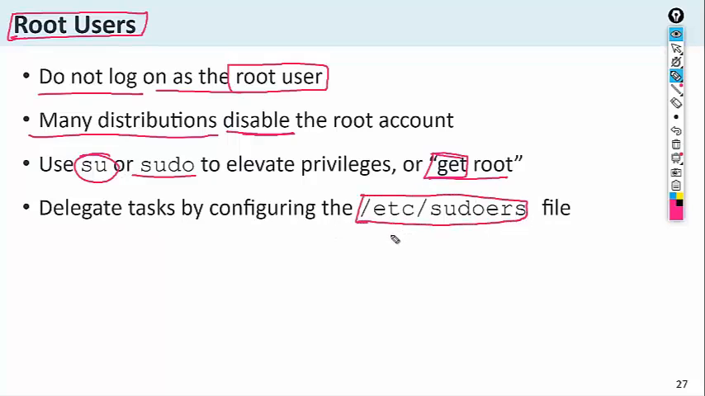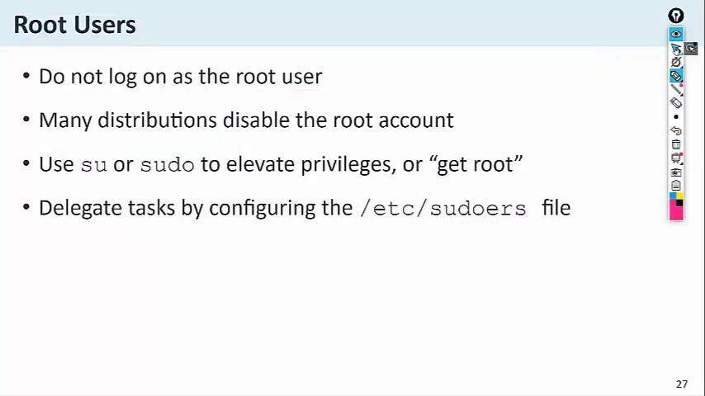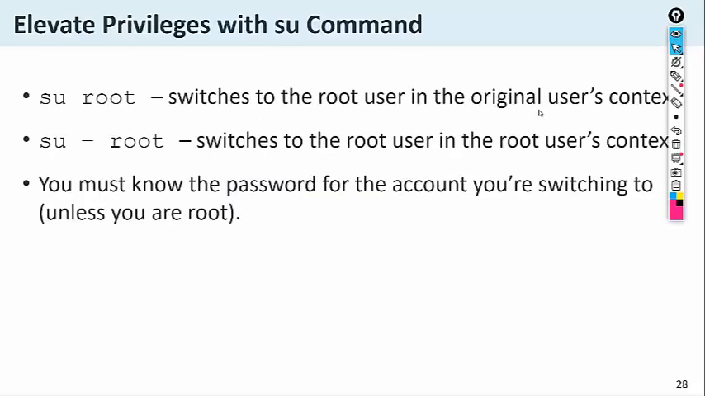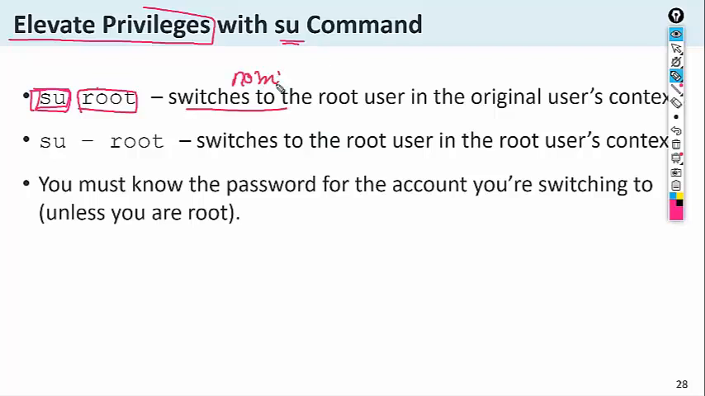This is the file where the configuration related to delegating tasks can be done, meaning which tasks can be performed and which tasks cannot be performed. Now, how can you elevate privileges with the su command? Here you will use su followed by the root user name, or you can simply run su. When switching from the normal user to the root user, you have to provide the password of the root user.